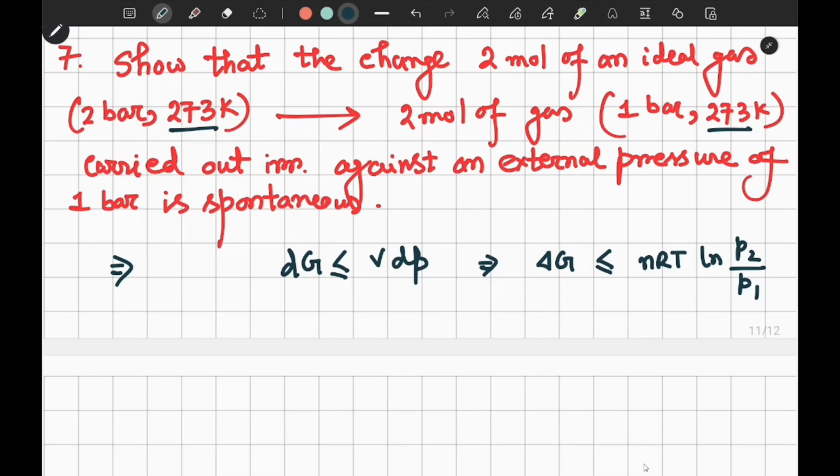So nRT ln(p2/p1), where p2 by p1 is half, so it is actually minus 2. n is also 2, so 2RT ln 2, so minus 2RT ln 2. So if I write it like this, clearly it's seen that delta G is eventually negative. So if delta G is negative, that means it's a spontaneous process. That's it. Straightforward question. In this way, you can prove it. Okay.